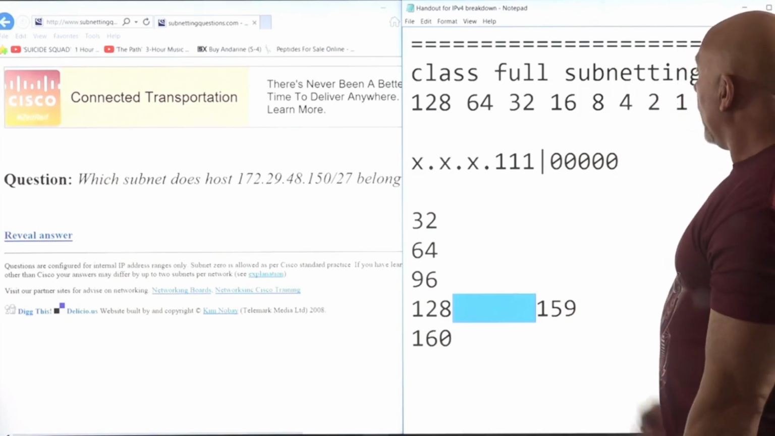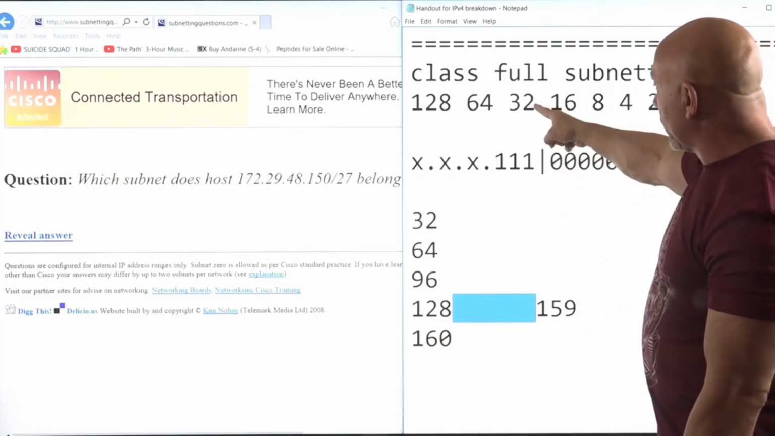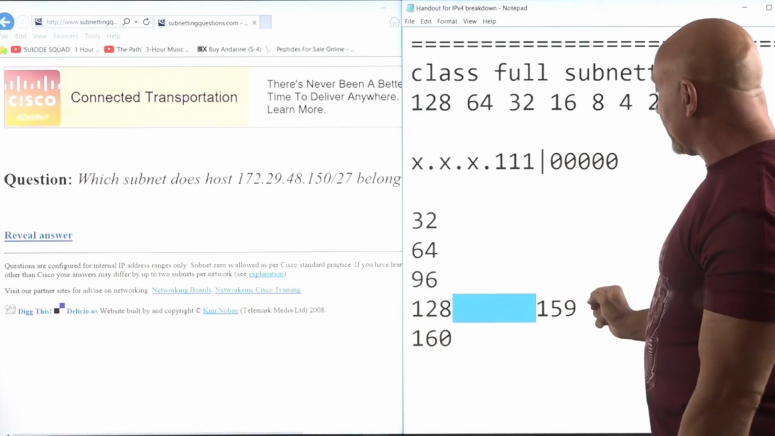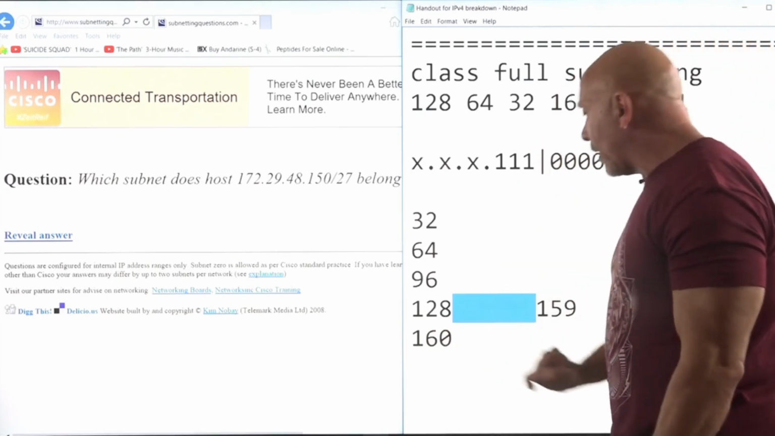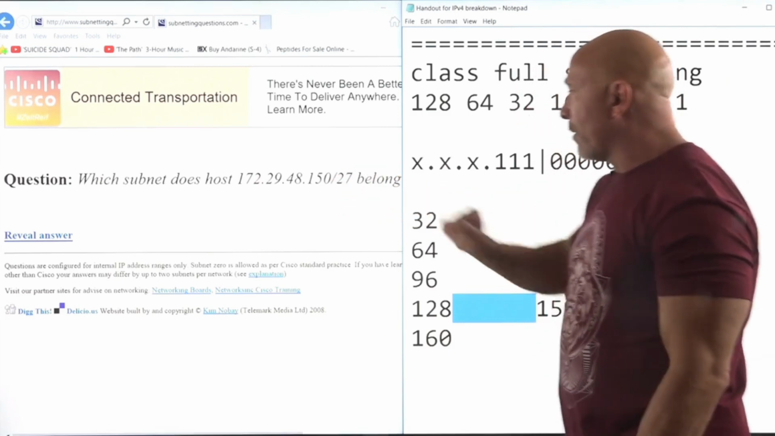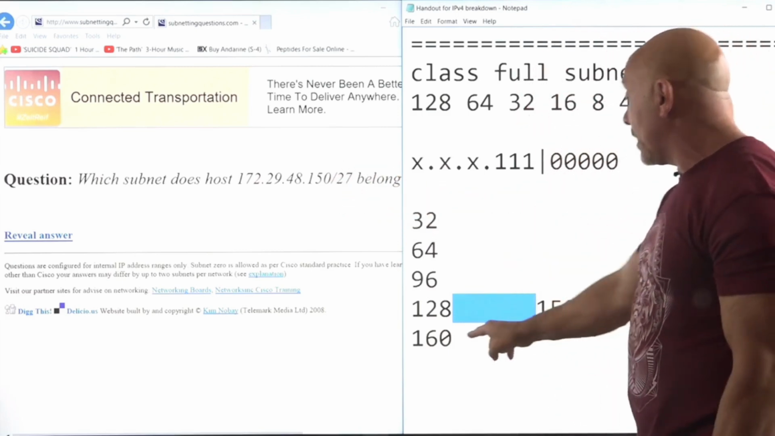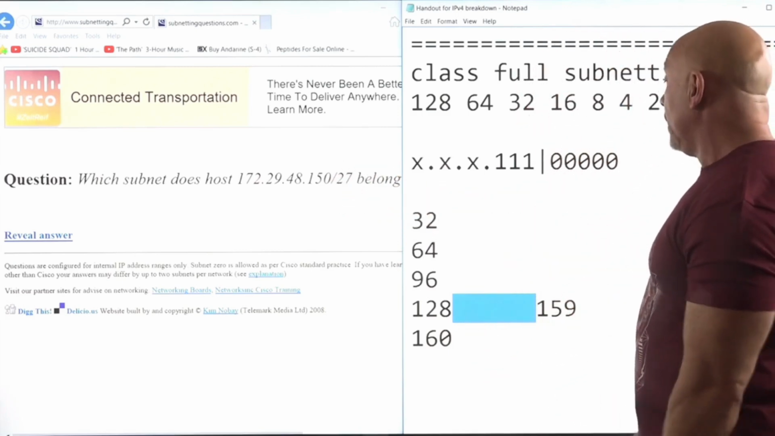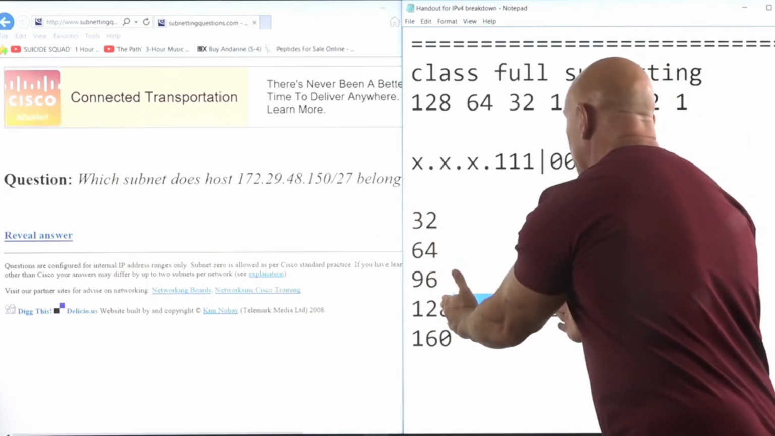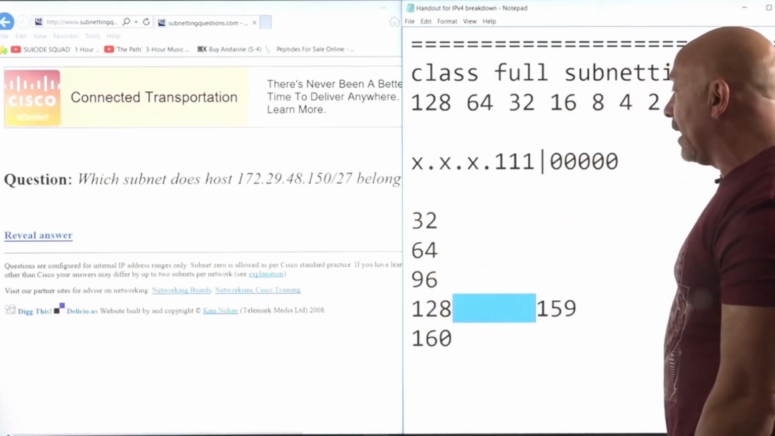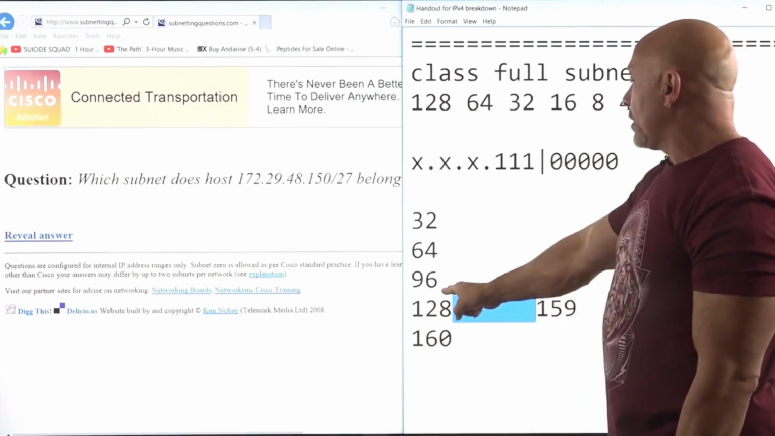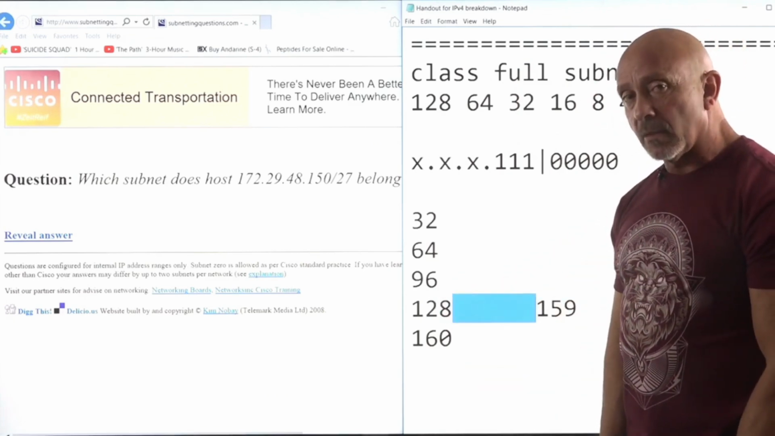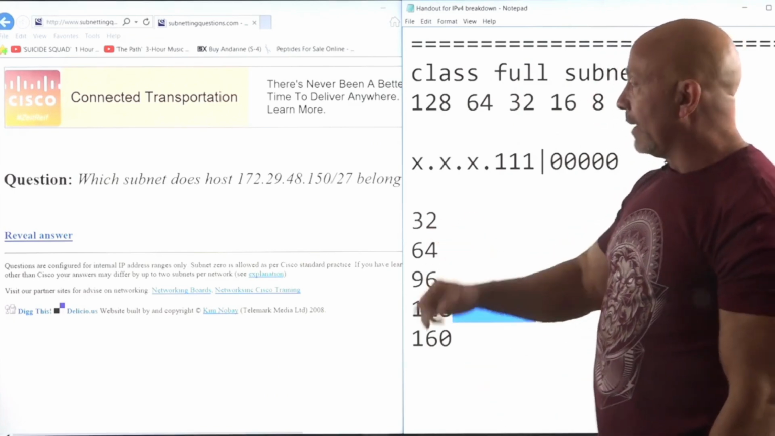So I'm like, all right, I found my line. I saw my increment, which is 32, the bit value next to that. Then I went one more just in case, and I found out it was 160, which goes over 150. So I said, okay, what's 1 less than 160? 159. So I know that 150 falls between 128 and 159. So the subnet that it belongs to is 128. And let's see if that's true.